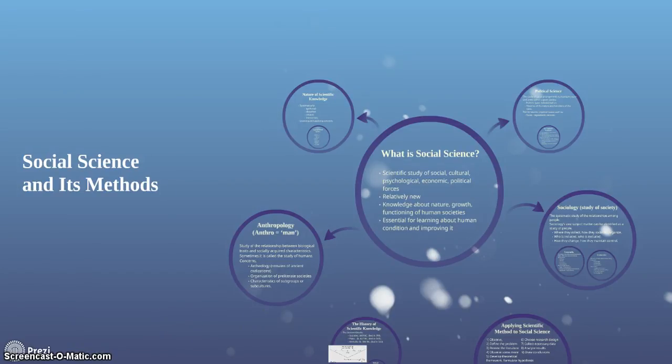This is chapter one from our book, Social Science and Introduction to the Study of Society by Elgin Hunt and David Collender. So we're going to cover chapter one today. What is social science?